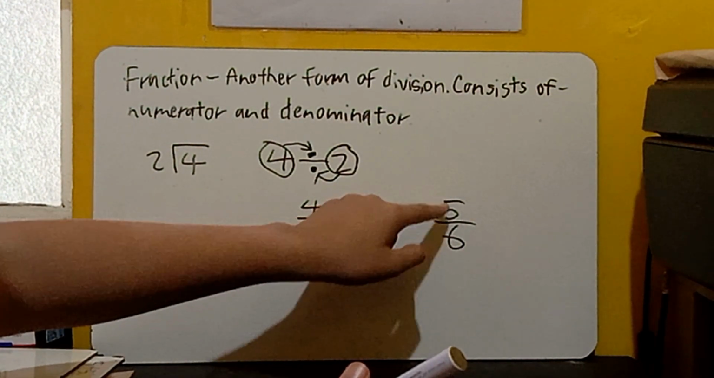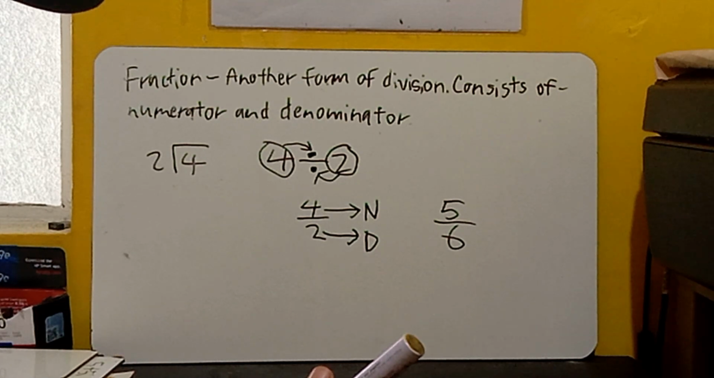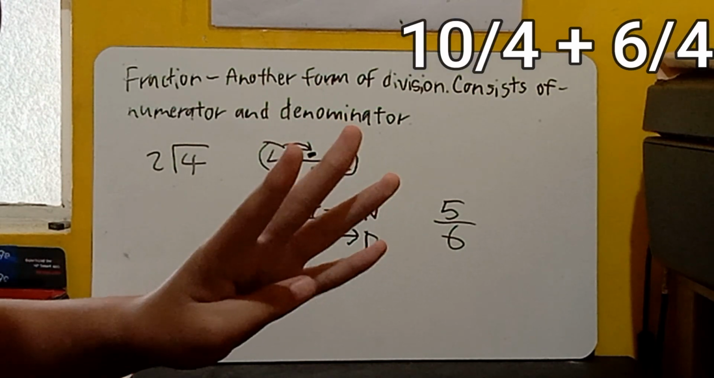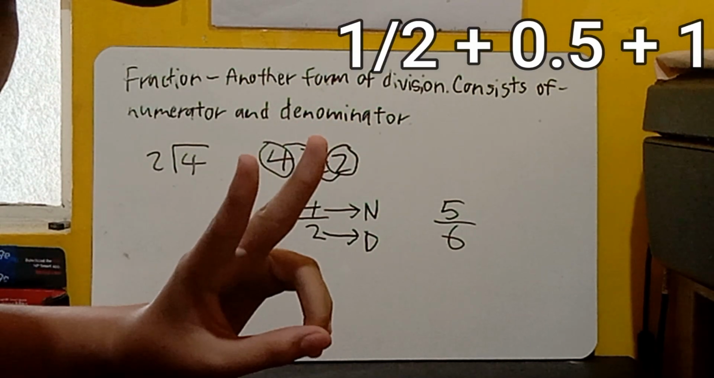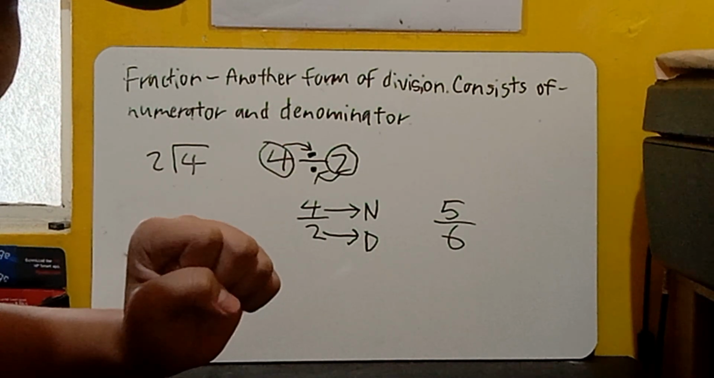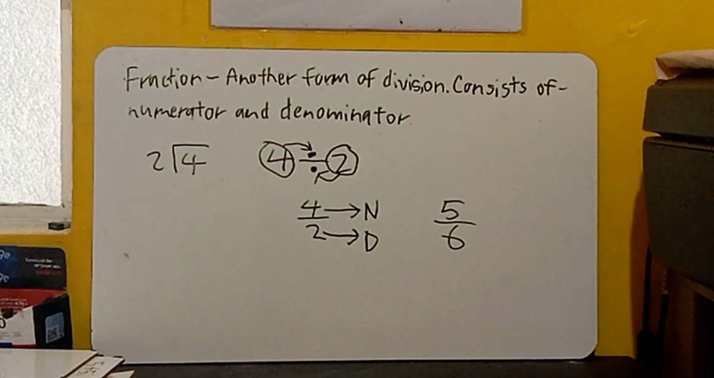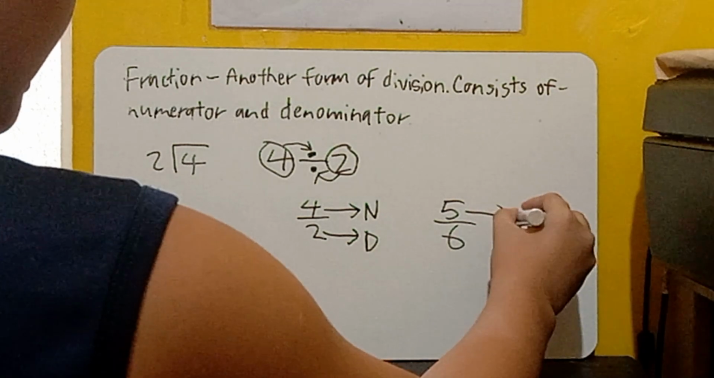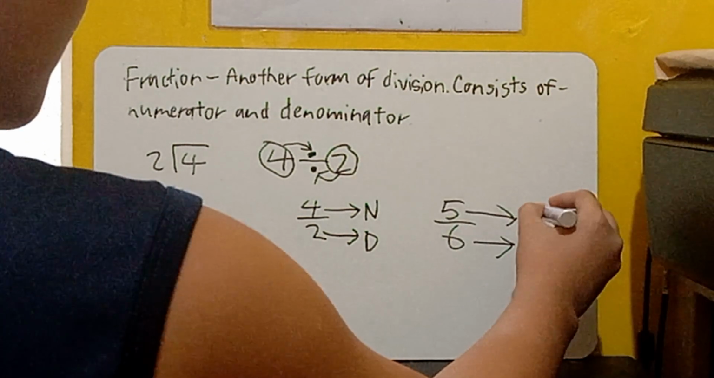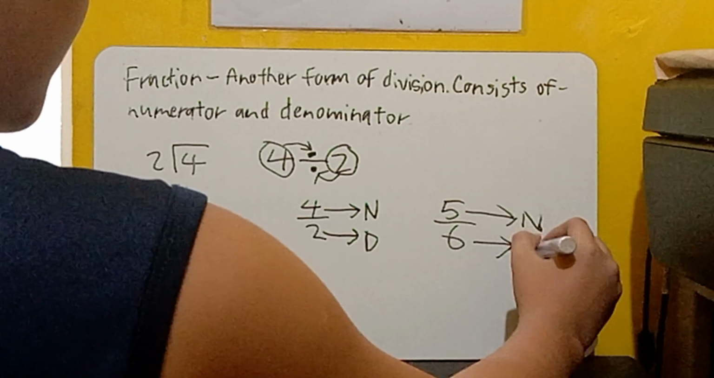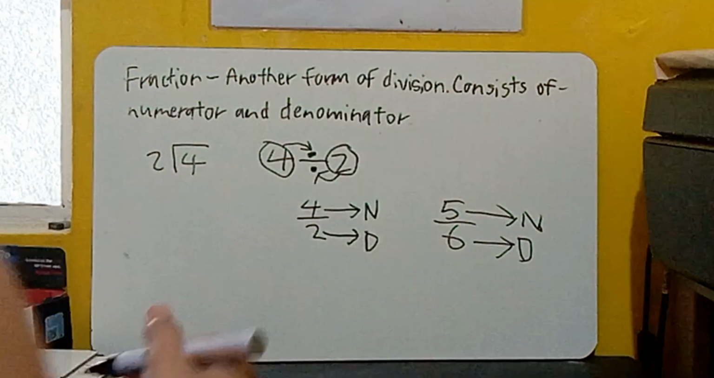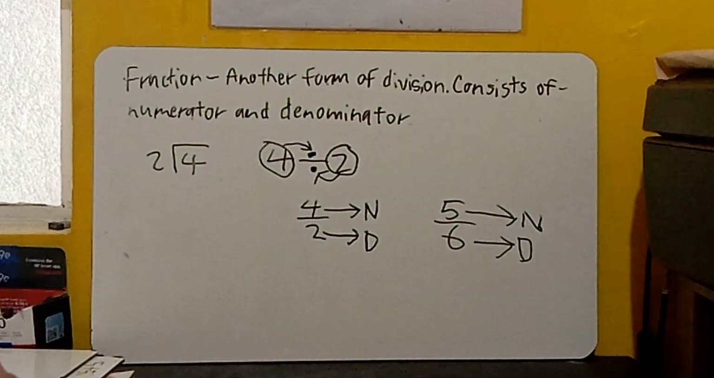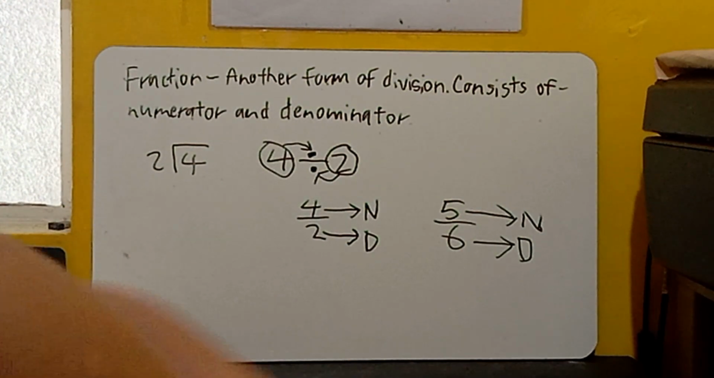Which one here is the numerator and the denominator? I'll give you a 5-second countdown. 5, 4, 3, 2, 1, 0. -1. I'm just kidding. Alright. Yes, that's right. Your answer, the 5 is the numerator, and the denominator is 6. Because the 6 is at the bottom and the 5 is at the top.